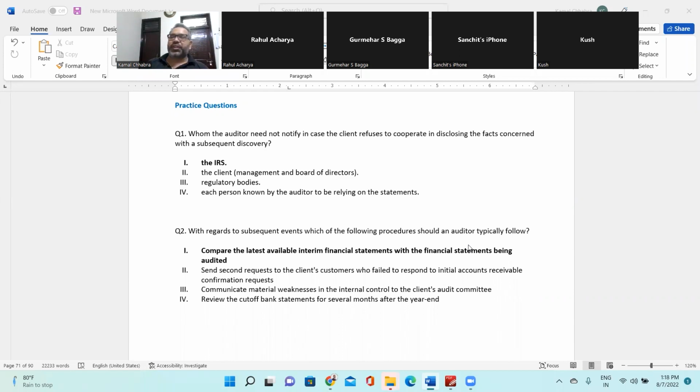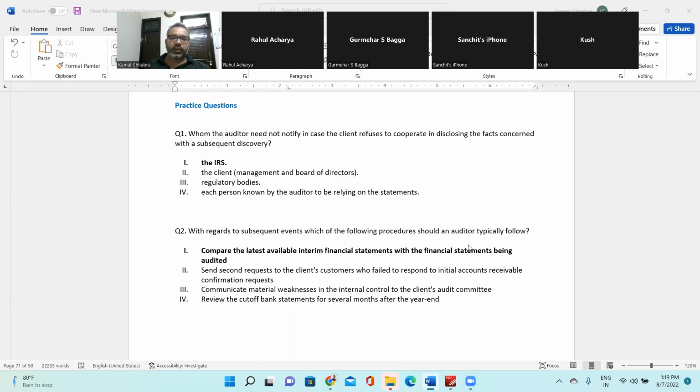So what is the fourth statement? It says several months after the year end. Do you do cutoff several months after the year end? No. Only the first couple of weeks, or 15 days usually. Right? That's inefficient if you do so.